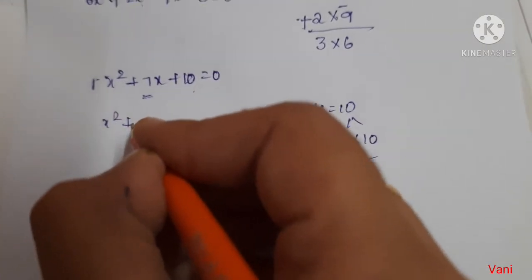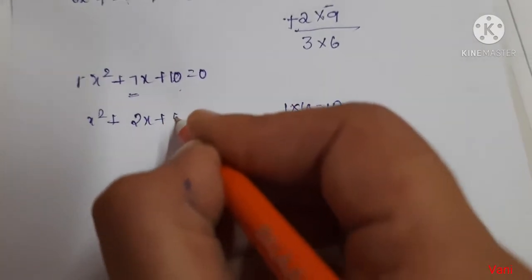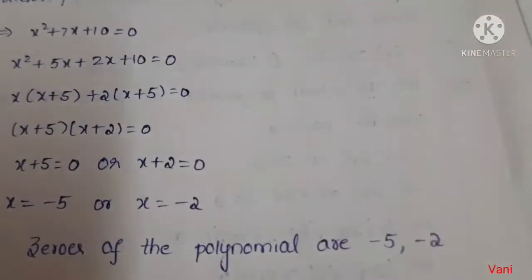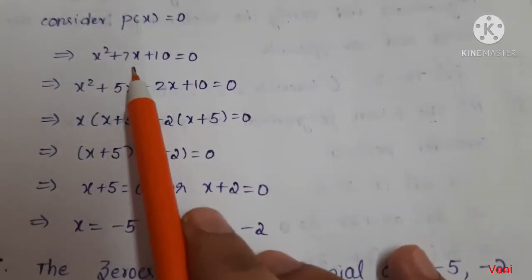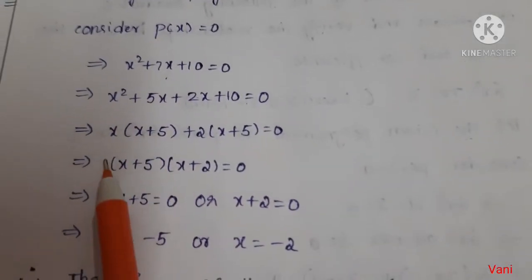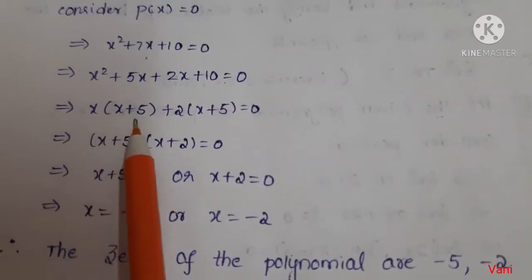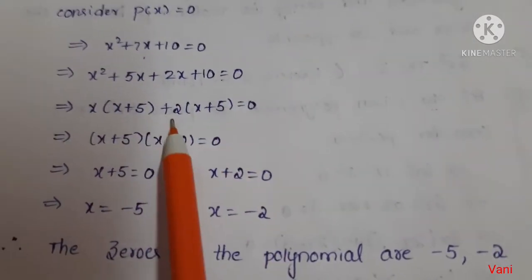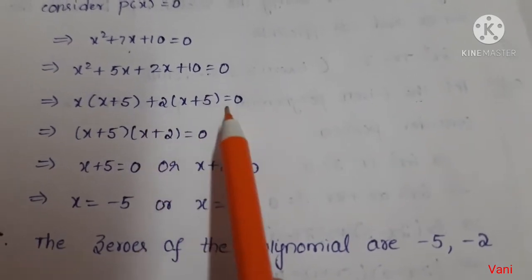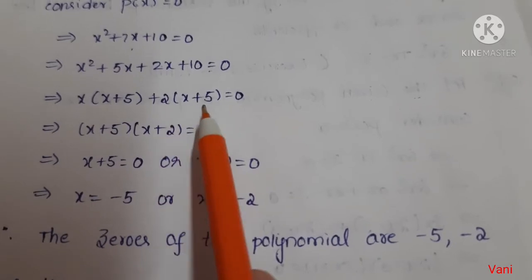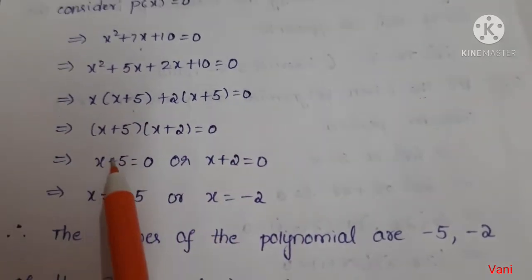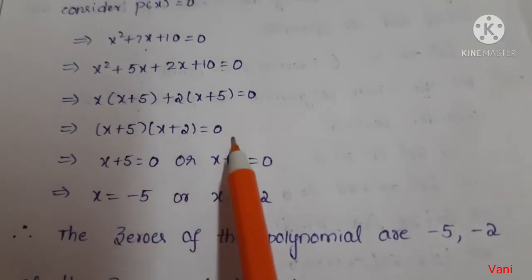So x square plus 7x can be written as x square plus 5x plus 2x, plus 10 is equal to 0. In the first two terms take x common, you will get x into x plus 5. In the next two terms take 2 common, since 10 can be written as 2 into 5. If you take 2 common, 5 will be left. So 2 of x plus 5 is equal to 0. Again take x plus 5 common. You will get x plus 2.